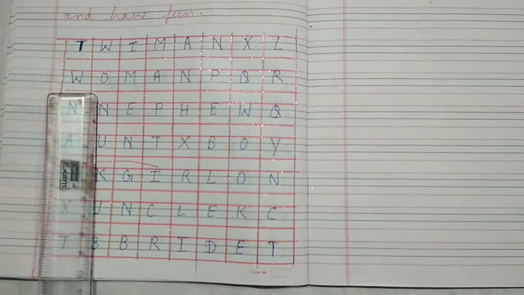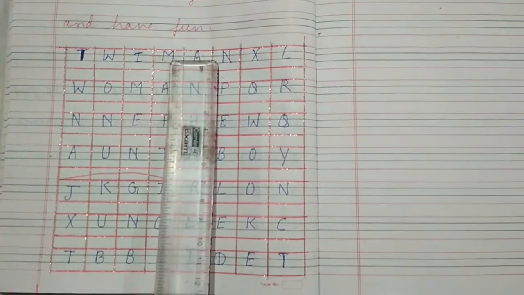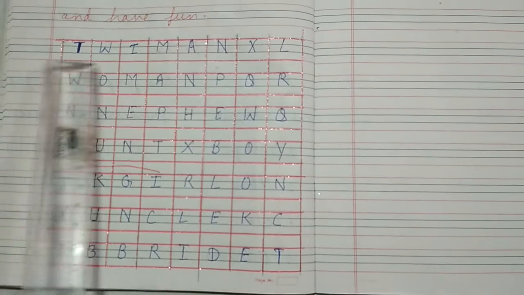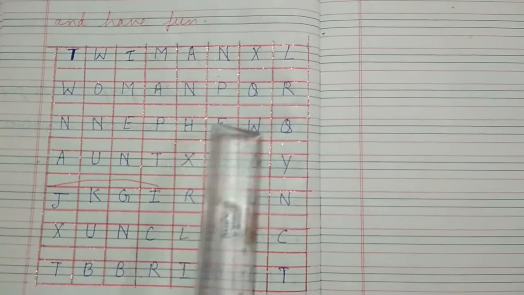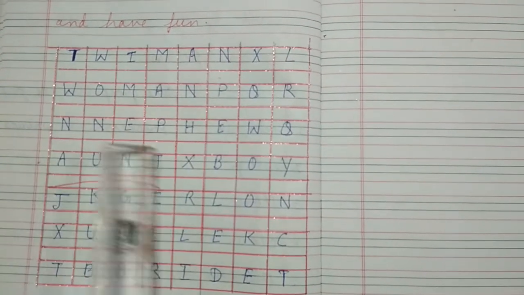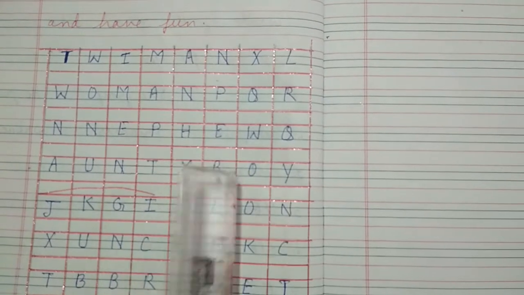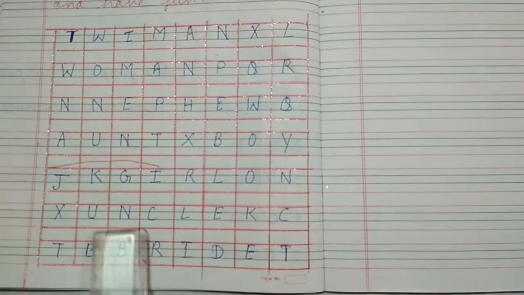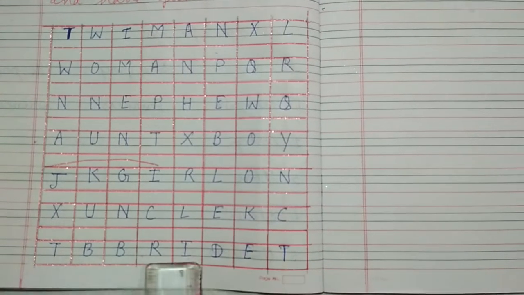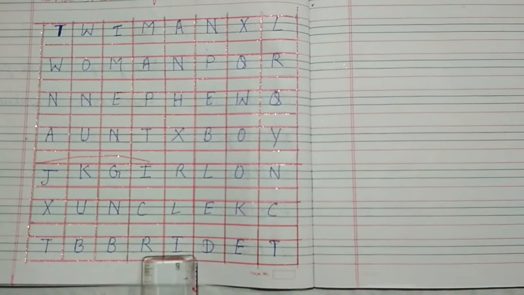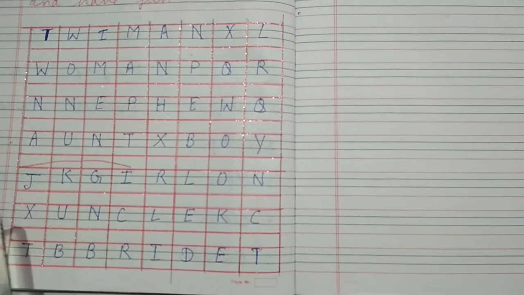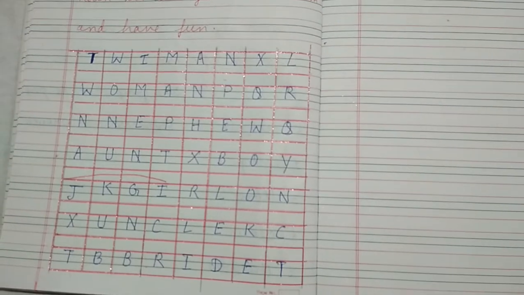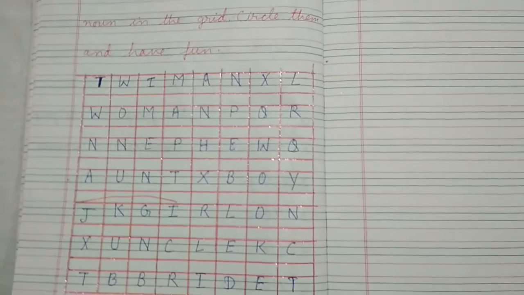Okay, now first one, where is it? Here, man, M-A-N, man. This is the first. Okay, woman. Okay, nephew, aunt, boy. Then here, girl. Okay, uncle. And here, bride. Okay, so 8 names are there, you have to circle them and you will learn them. Okay, so this is for today's work.